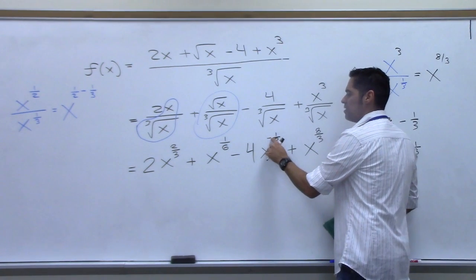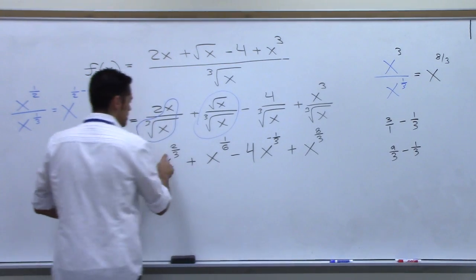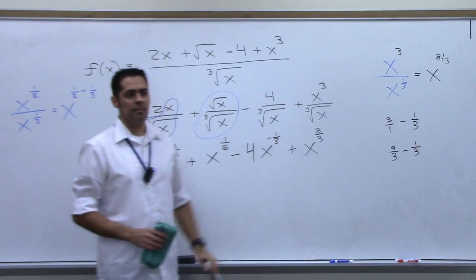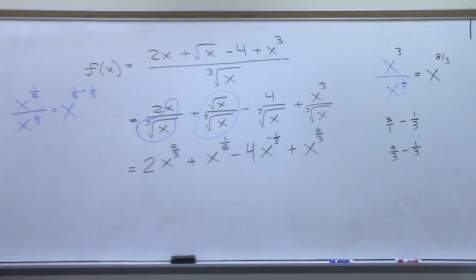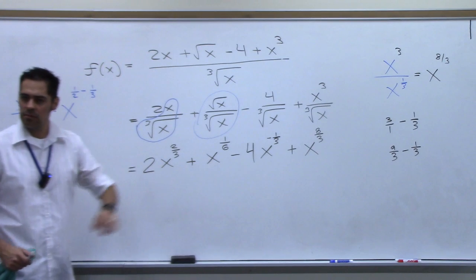So look at these answers, right? These are some weird ones. 2/3 is one of them, 1/6, negative 1/3, 8/3. I want to give you a few minutes to see if you can come up with these on your own, all right? And write them down.